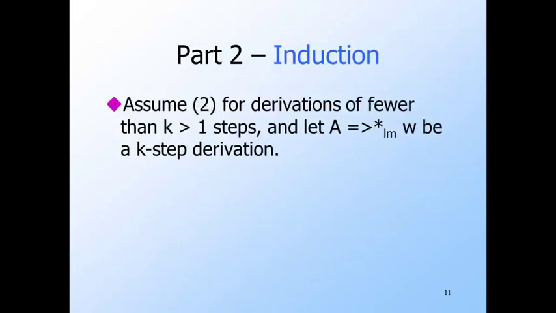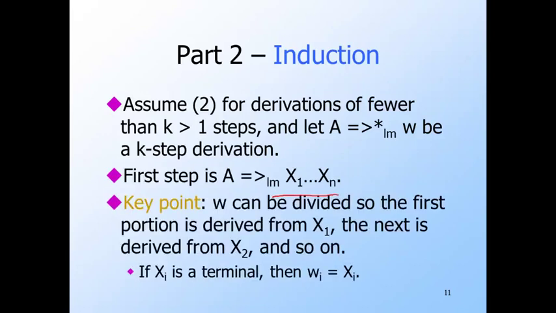Now let's do the inductive step. We assume that leftmost derivations of fewer than k steps can be turned into parse trees with the proper yield, and we'll consider a k-step derivation of string w from variable A. The first step of this derivation uses a production with head A and body x1 through xn for some n. Thus, the second sentential form in this derivation of w is x1 through xn. That's that.